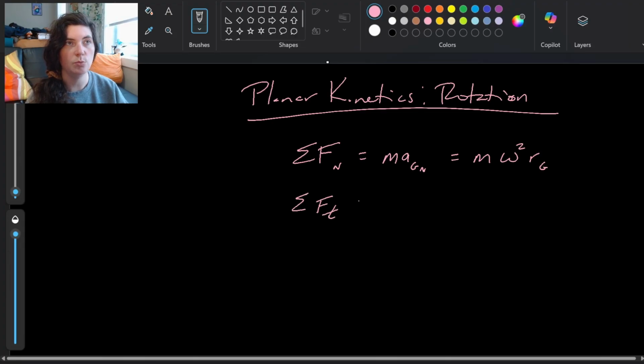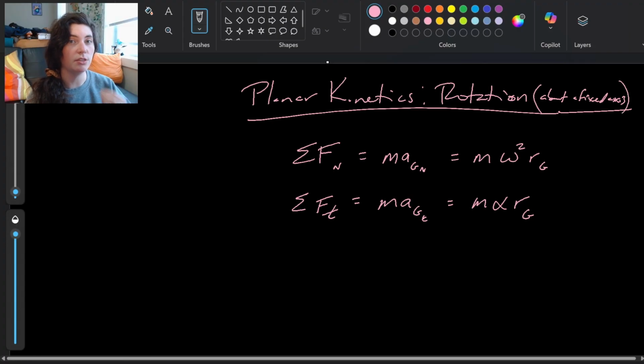And then we can do the same with our sum of forces in the tangential direction. Instead of writing mass times acceleration in the tangential direction, we can write it as mass times alpha, which is the angular acceleration, times rG, a distance to the center of mass. And now the one thing that's going to be different for our planar kinetics when we're doing rotation about a fixed axis, and I guess I should say about a fixed axis up here.